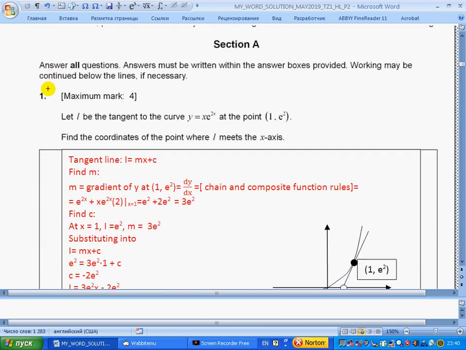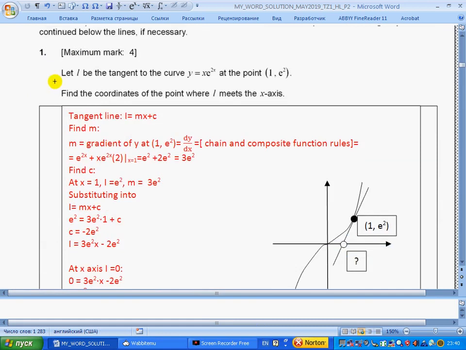Right, Section A, Question 1. Let l be the tangent to the curve at the point. Find the coordinates of the point where l meets the x-axis. A tangent is a straight line, so I suggest the formula for the tangent is mx plus c. The gradient m is the gradient of our curve at the point where the tangent touches the curve.